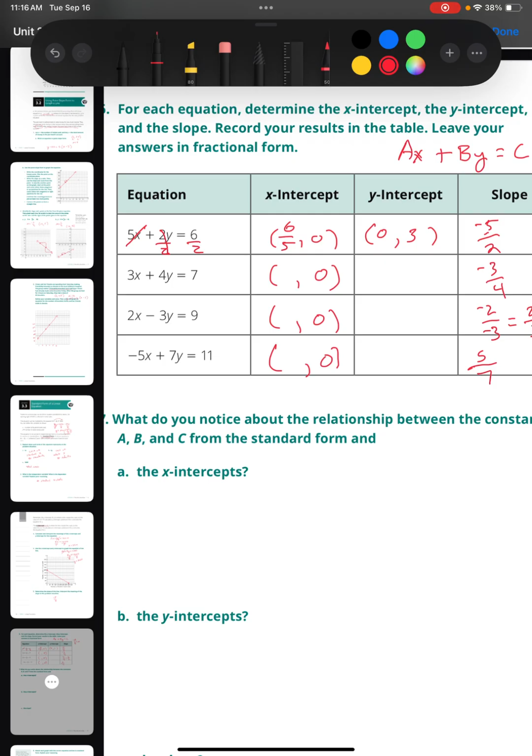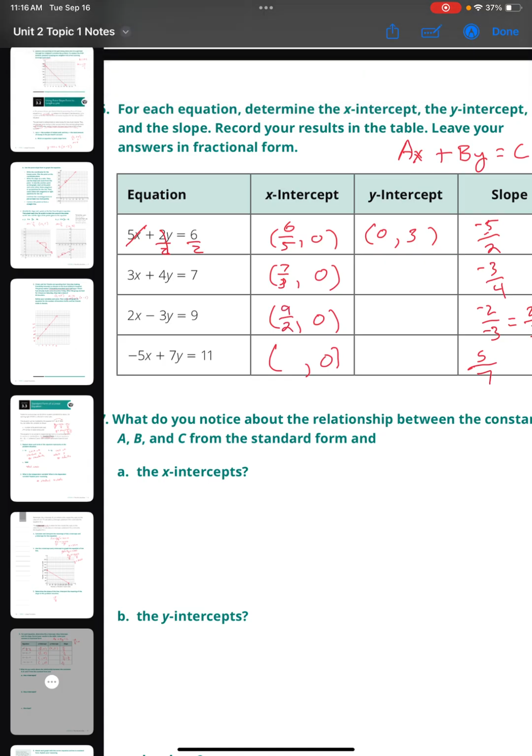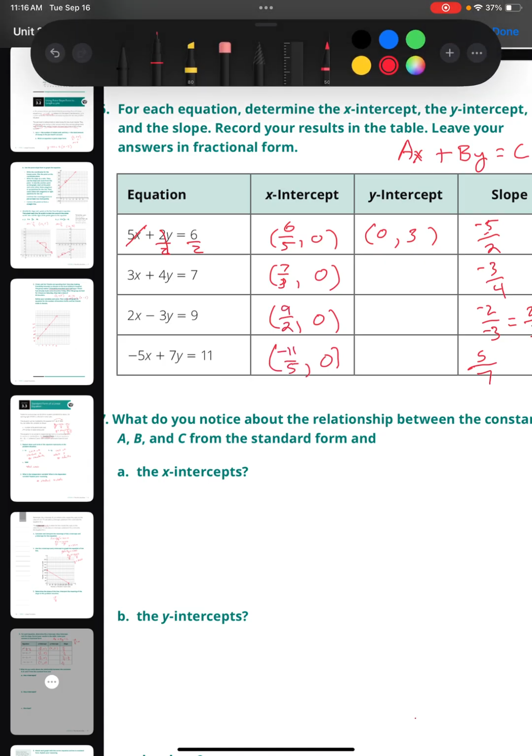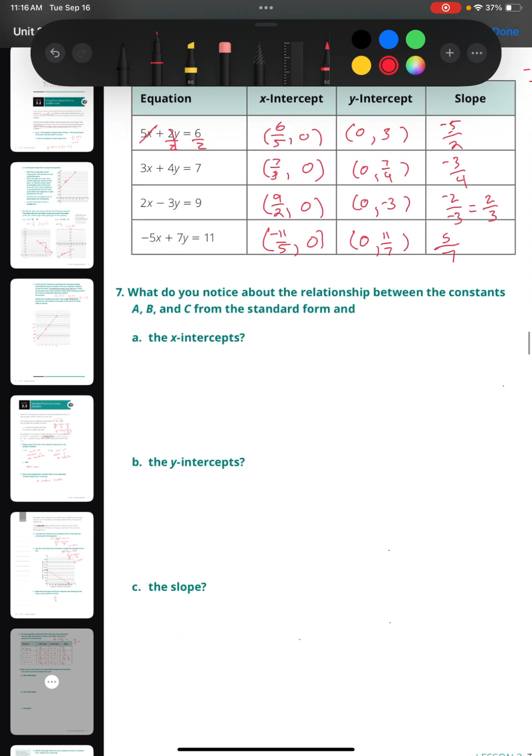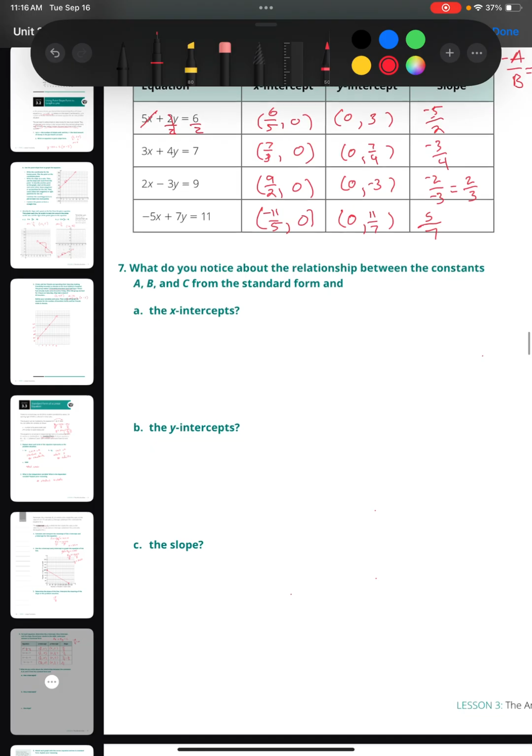So again, now would be a good time to pause it, see if you can find the x and y-intercepts on all of those, and then unpause it and check your work. All right, so the x-intercepts you should have got were 7 over 3, 9 over 2, negative 11 over 5, and then your y-intercepts you should have got for the next three were 7 over 4, negative 3, and 11 over 7. So hopefully you got those. If you didn't, go back and check your work if you missed any of those. Again, just plug the zeros in the correct spots and then solve.